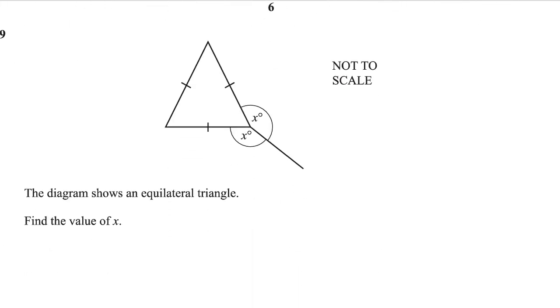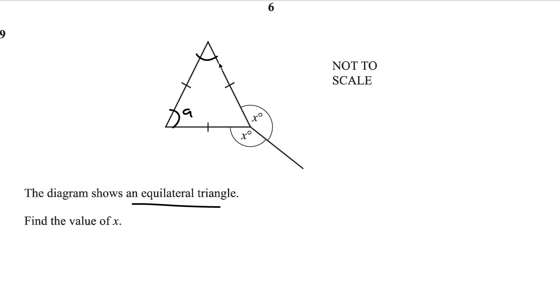Right? Next question says, the diagram shows an equilateral triangle. Find the value of x. So this is an equilateral triangle. You can see the markings over here which indicate that all sides are equal. And if all sides are equal, all angles are equal, right? With these indications, you can see all sides are equal.